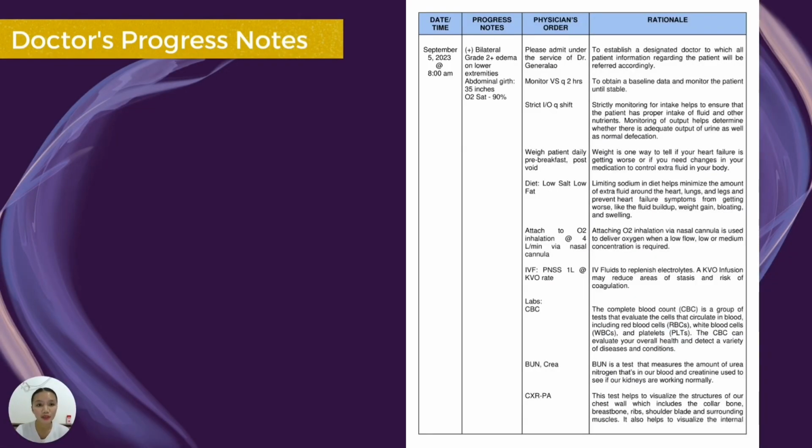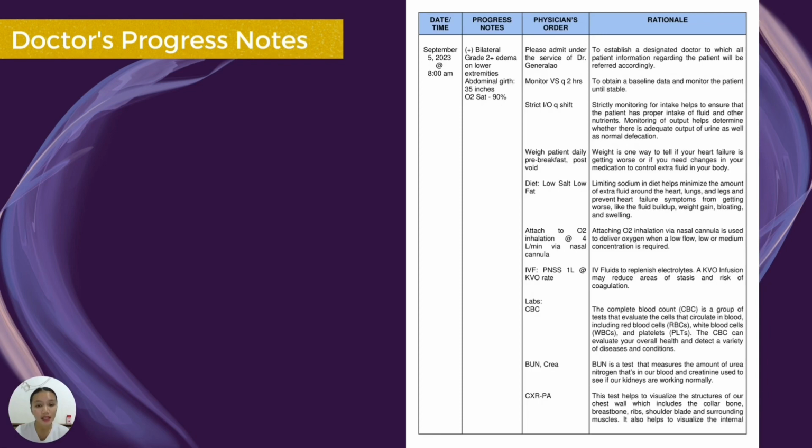Now proceeding to the doctor's progress note, we have the date and time, which is September 5, 2023 at 8 a.m. The progress note is positive bilateral grade 2 plus edema on lower extremities with an abdominal girth of 35 inches and the O2 sat of the patient is 90%. For the physician's order, we have the following. Please admit under the service of Dr. Generalao. For the rationale, this is to establish a designated doctor to whom all patient information will be referred accordingly.